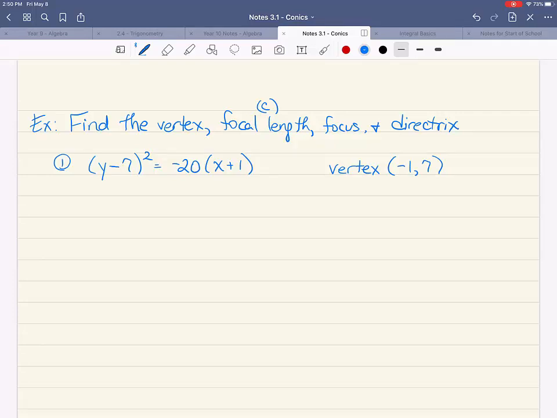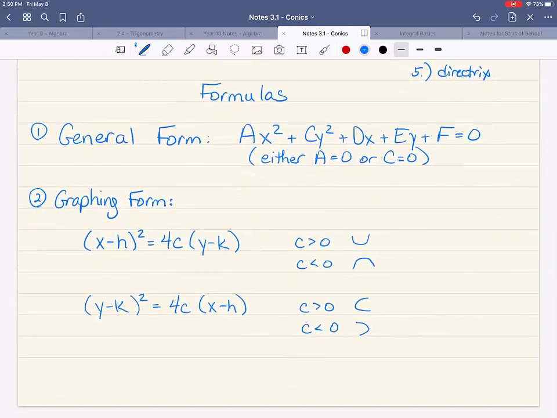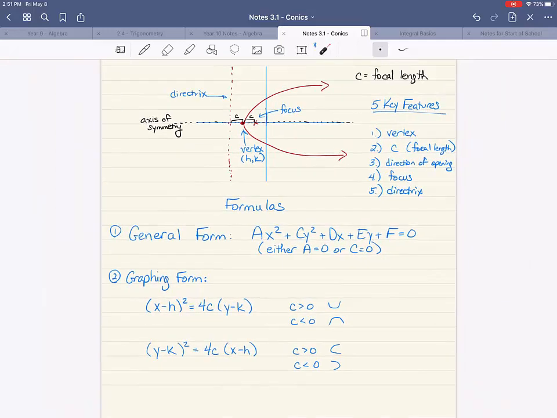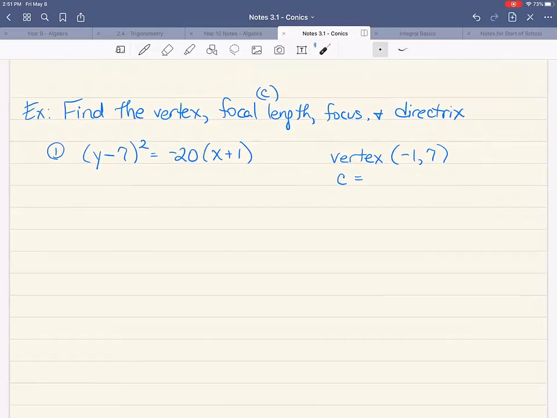All right, the next thing I want is c. Now c happens to be what? Well, let's go back and look. Look at your equation right here. Notice that this number that's on the right-hand side in front of the bracket that is not squared is 4 times c for both forms. So that number is your key to finding c. My 4c number here is negative 20. So c would be negative 20 divided by 4. So in this case, it is negative 5. So the focal length is negative 5.